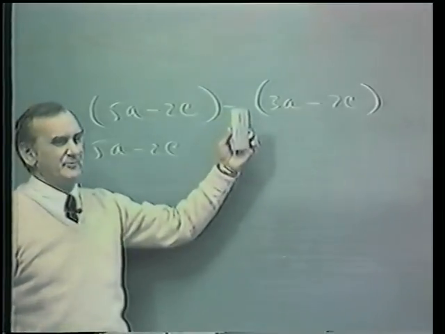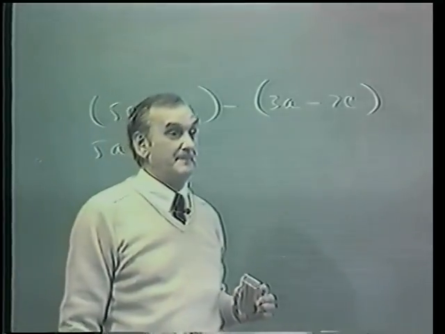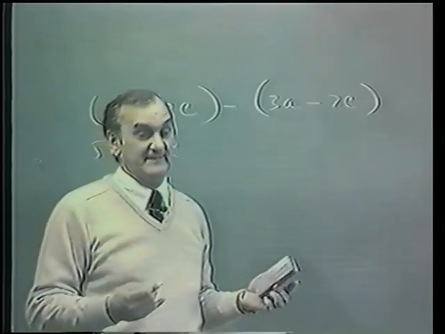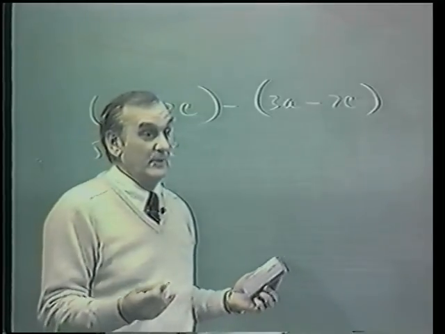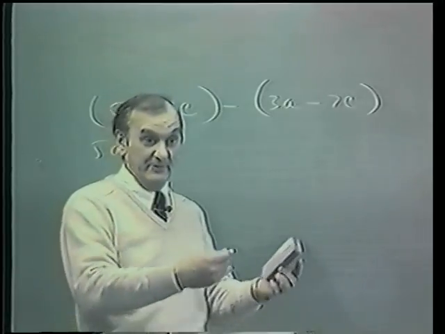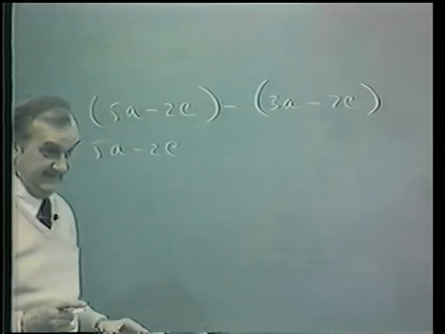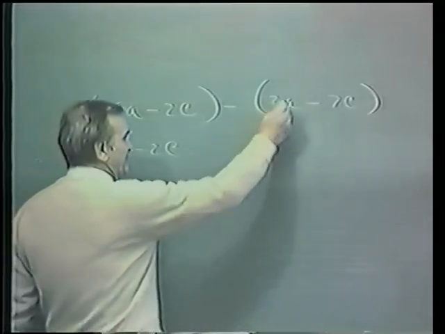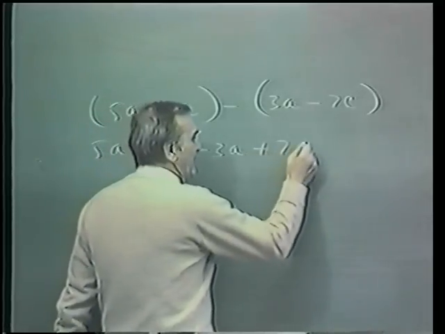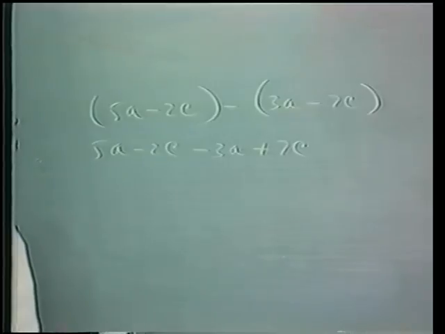Now I look at the second parenthesis. What am I going to have to multiply everything in there by, Jan? Negative 1. And when you multiply a parenthesis or anything by negative 1, what effect does it have? Rhea, you recall that from your previous algebra courses? It changes all the signs. All the signs. So if I multiply through by negative 1, I get negative 3a and a positive 7c. Okay, Jan? We on the same wavelength now?